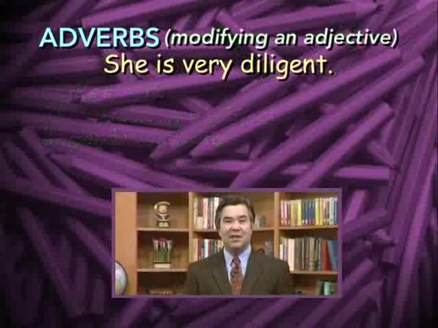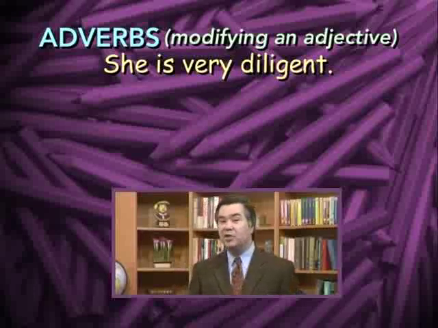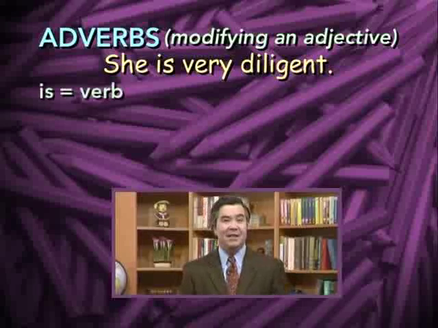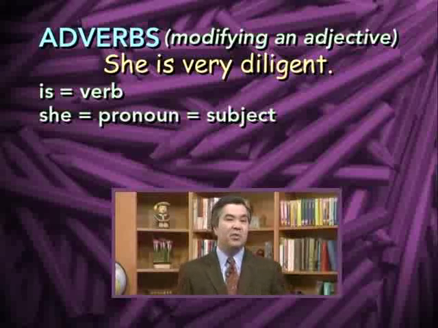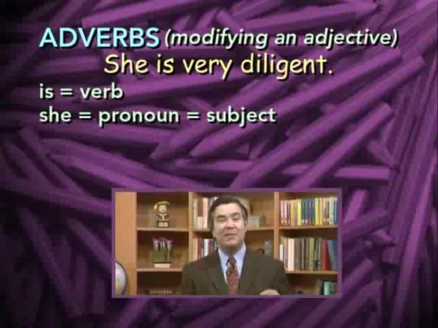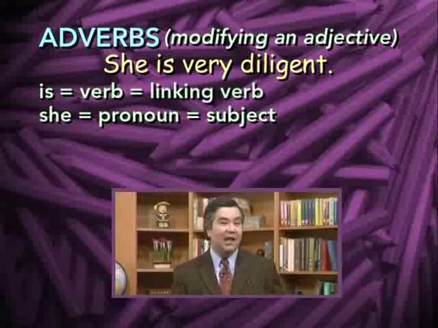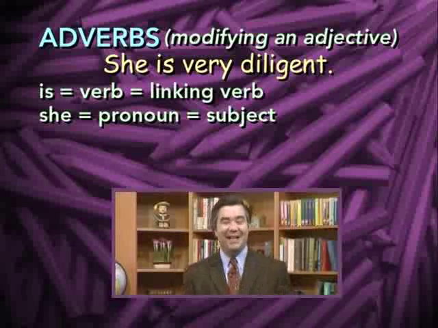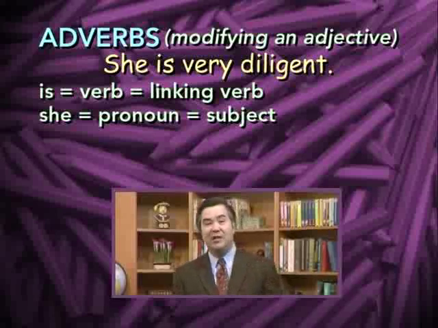Here's another sentence: she is very diligent. Here we have a sentence with a slightly different structure. The verb in this sentence is. The subject is the pronoun she. Now, the difference between the verb is and the verb works is the following. Works is an action verb. An action verb describes something that the subject does. Is is a linking verb. A linking verb describes something that the subject is. So in this case, we have a sentence containing a linking verb rather than an action verb.